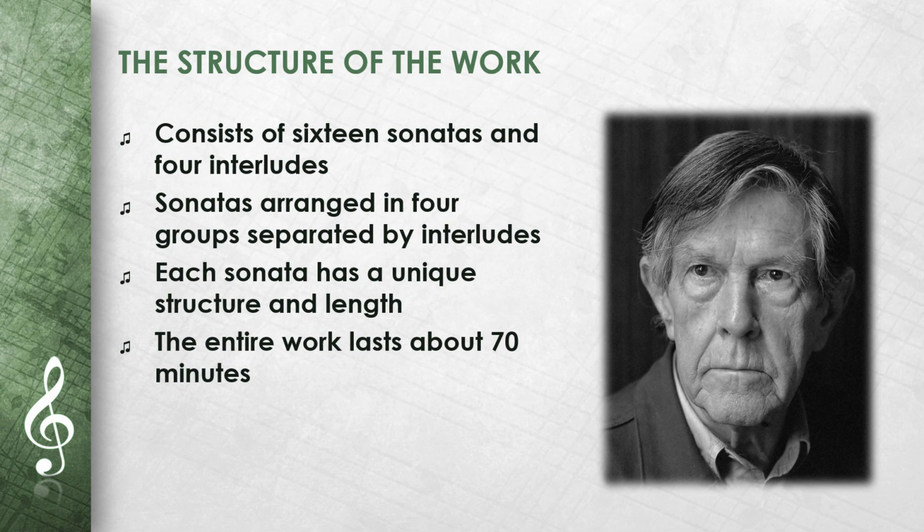The Sonatas and Interludes consist of 16 sonatas and 4 interludes. The sonatas are arranged in 4 groups of 4 pieces, separated by the interludes. Each sonata has a different structure and length. Some follow traditional forms, while others are more freely composed. The interludes serve as transitions between the sonata groups. The entire work lasts about 70 minutes to perform.